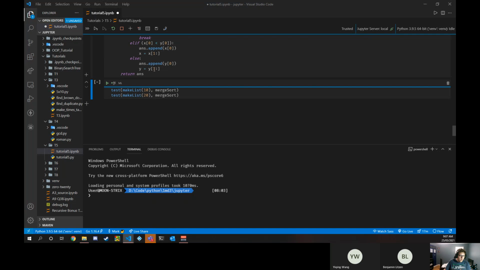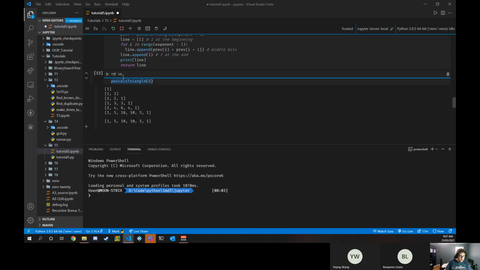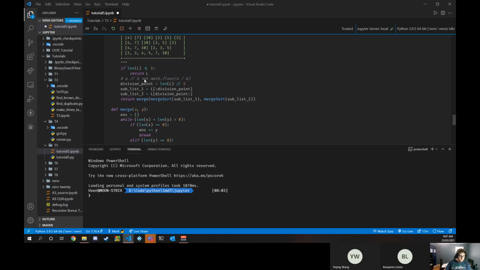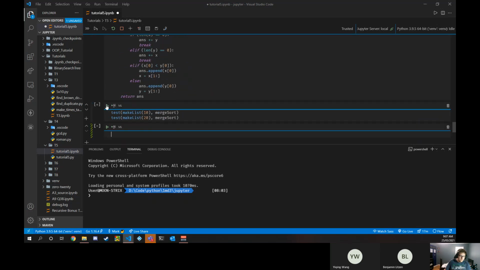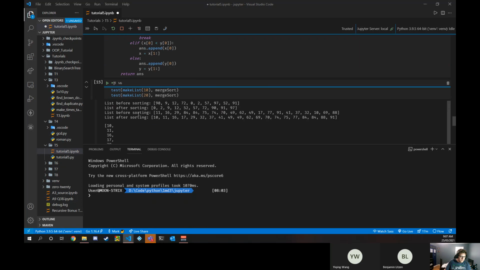It is a long question. It is a pretty mentally demanding question. I don't think it's harder than Pascal's triangle, but I still think it's a hard question. However, if I take a look, list before sorting: 90, 9, 12, 72, 0, 2, 5, 7, 9, 7, 52, and so on. After: 0, 2, 9, 12, 52, 57, 72, 90, 91, 97. You can see it sorts the lists.